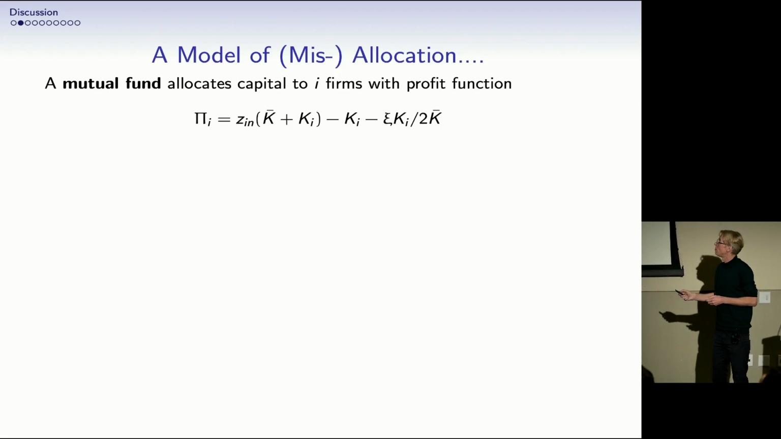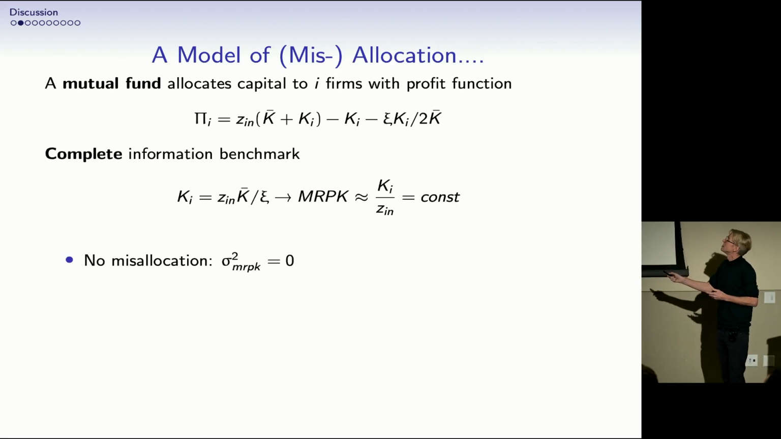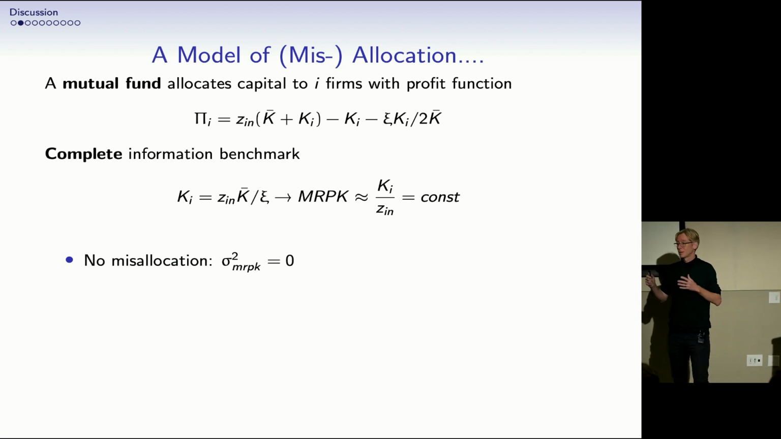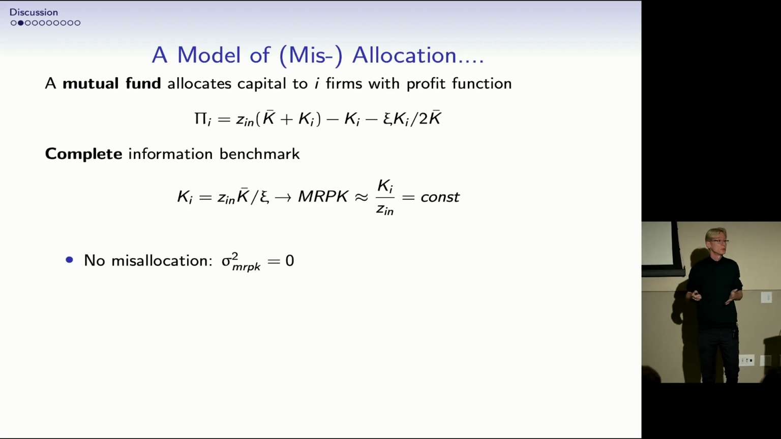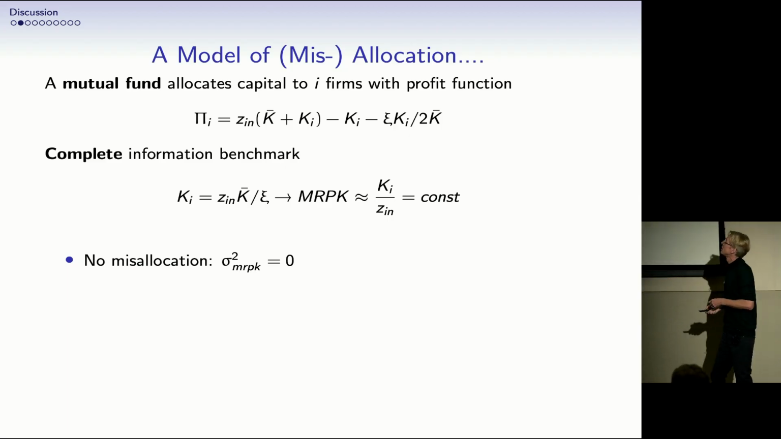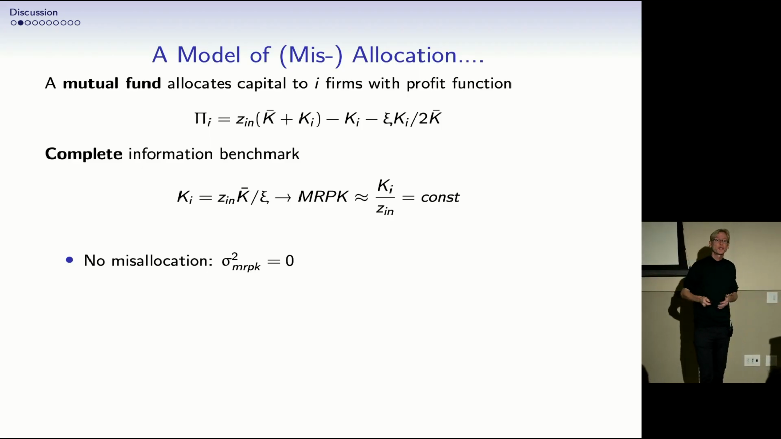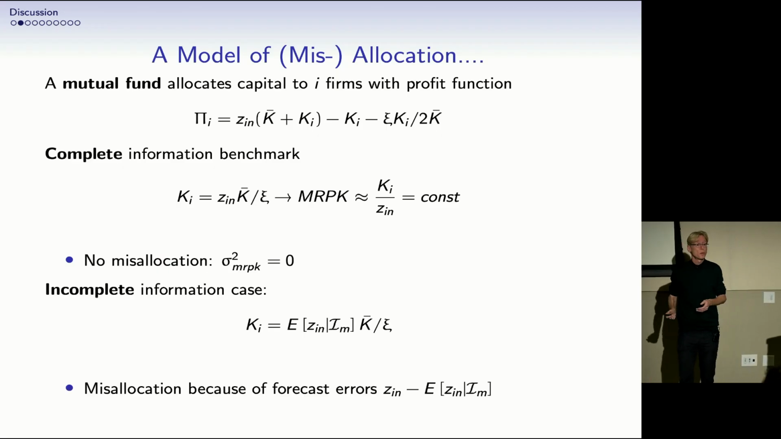Now, in a complete information benchmark, suppose we knew what that C over here would be. This problem has a very easy solution. Capital flows to the most productive firms in the sense that the capital is proportional to the productivity. That tells us that the marginal products here, which we can loosely define that way, are constant across the firms. Therefore, the dispersion of MPKs, which often is taken as a measure of misallocation, is going to be zero here.